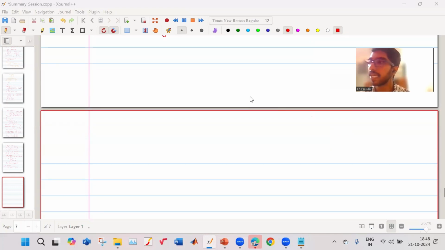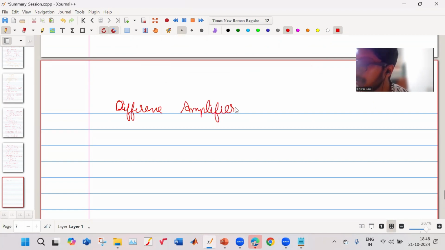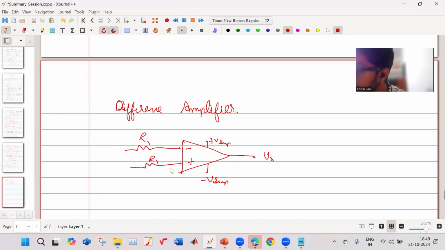So next in analog electronics, we will consider what is known as a difference amplifier. The circuit of a difference amplifier is given like this. This is the op-amp. We have some plus V supply, minus V supply, and this will be the output. This is your R1, this is your R1, this is R2, which is connected to ground. This is R2, this is your V1, this is your V2.